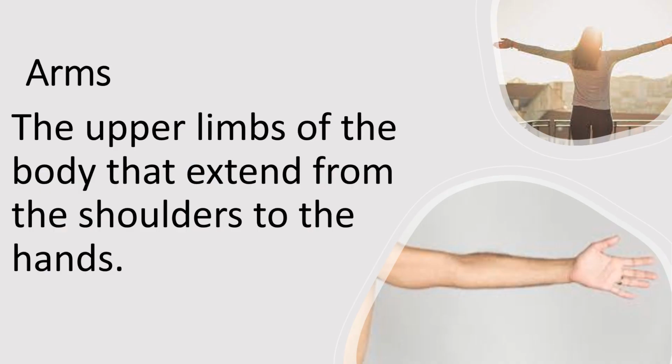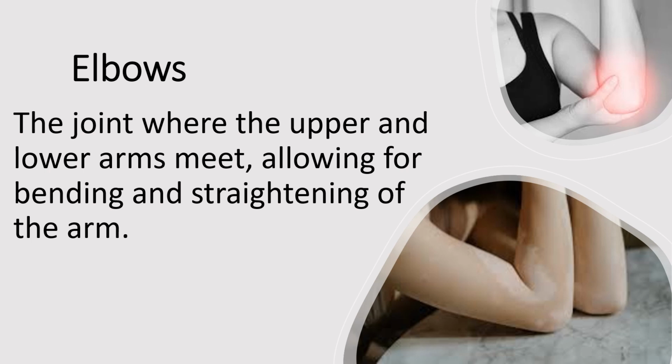Arms. The upper limbs of the body that extends from the shoulders to the hands. These are arms. Elbows. The joint where the upper and lower arms meet, allowing for bending and straightening of the arm. These are elbows.